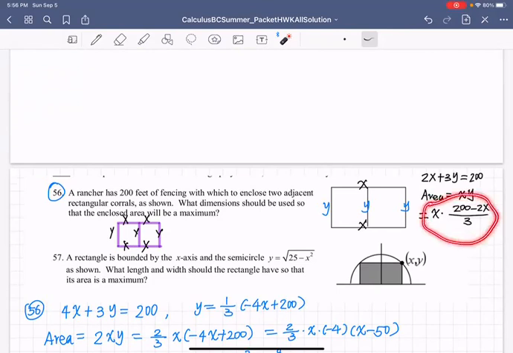This is a parabola. It is opening down. So it's going to have a vertex. The vertex y value is going to be the maximum value for this expression.